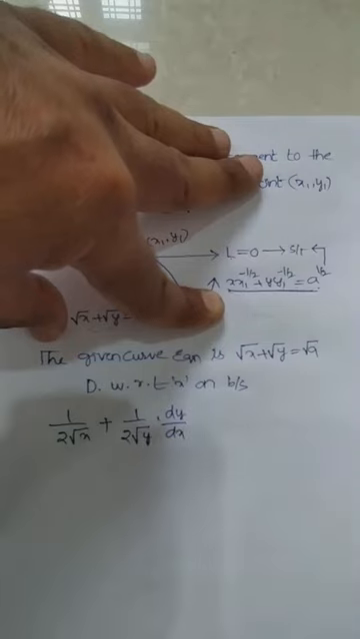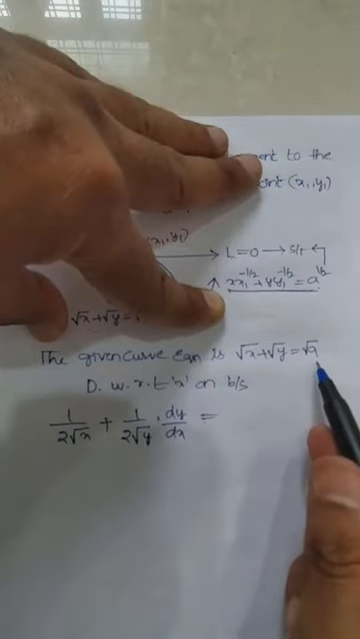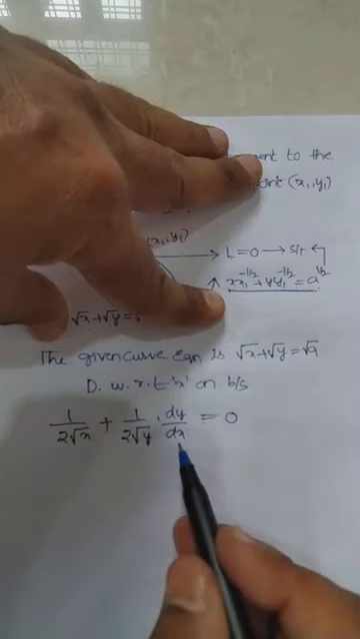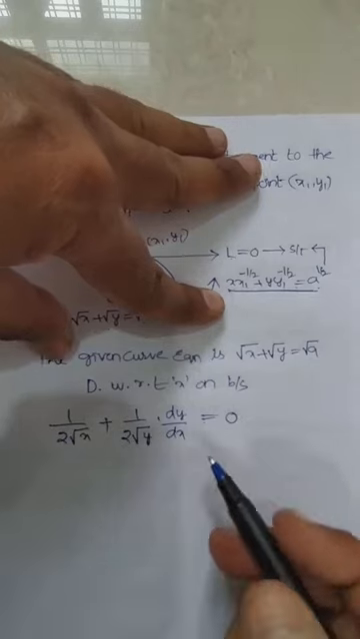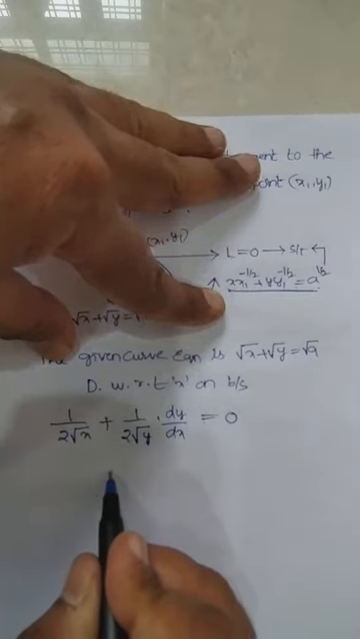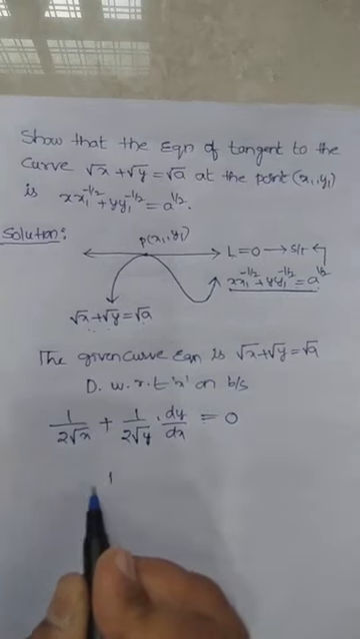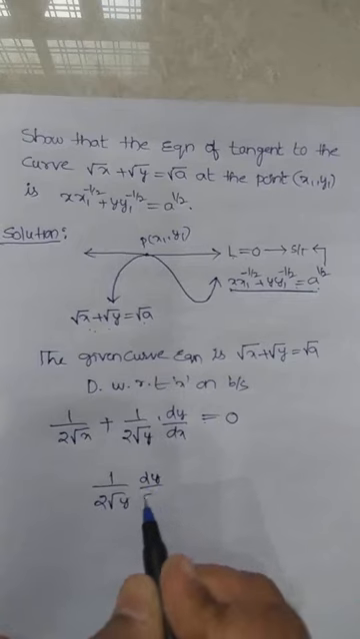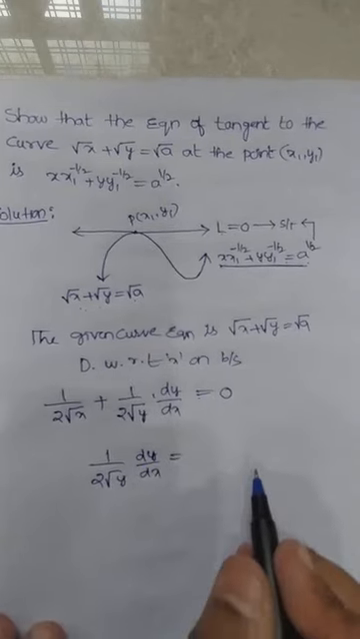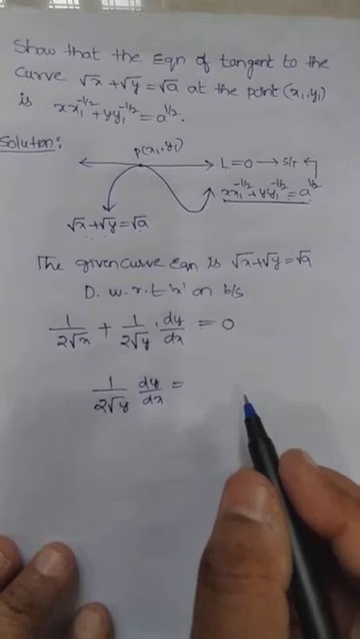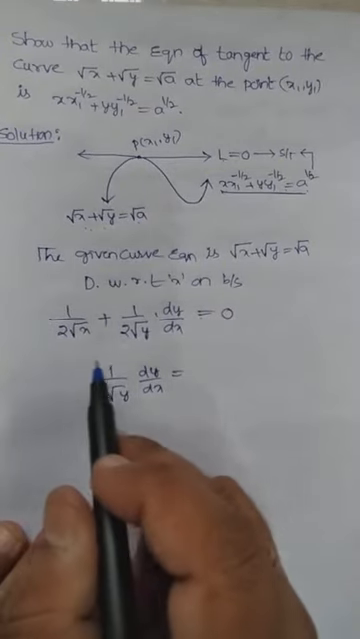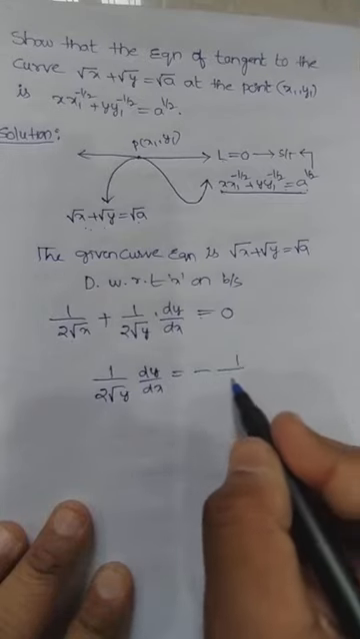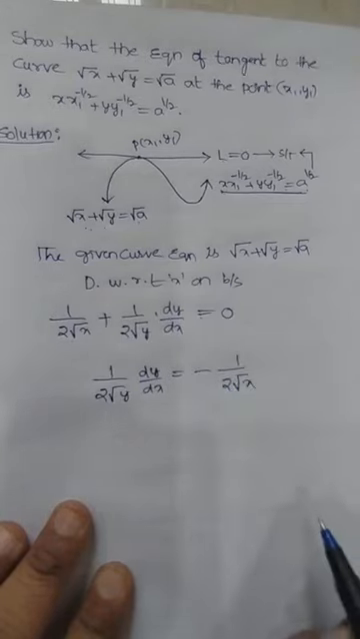So dy by dx is equal to... root a is what now? A constant. So the constant's derivative is 0. From this equation I could get dy by dx. So 1 by 2 root y into dy by dx is equal to, taking this term to the right hand side, minus 1 by 2 root x. Okay, are you following or not?